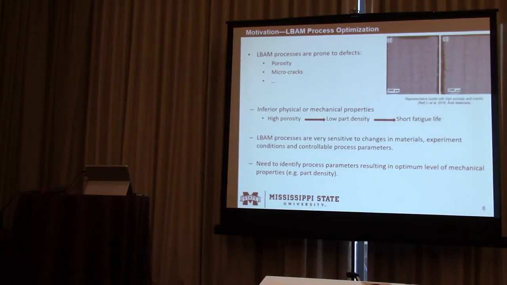And please note that this technology is extremely sensitive to material, process parameters, and experimental conditions. For instance, just slight changes in process parameters or material cause significantly different amounts of porosity in the fabricated part. Hence, there is an urgent need to identify process parameters resulting in an optimum level of physical or mechanical properties of the part, like part density, and a satisfactory level of quality.